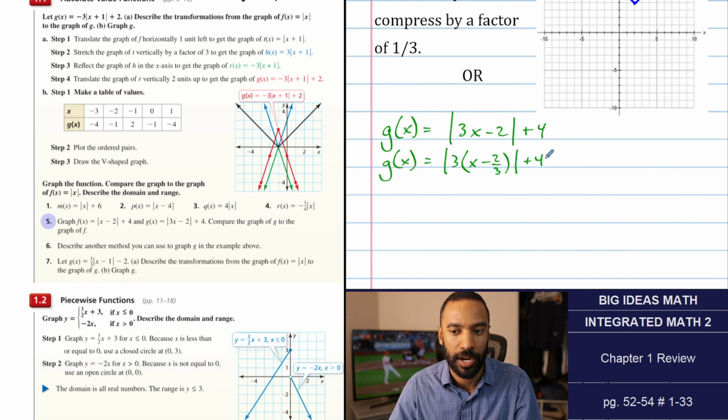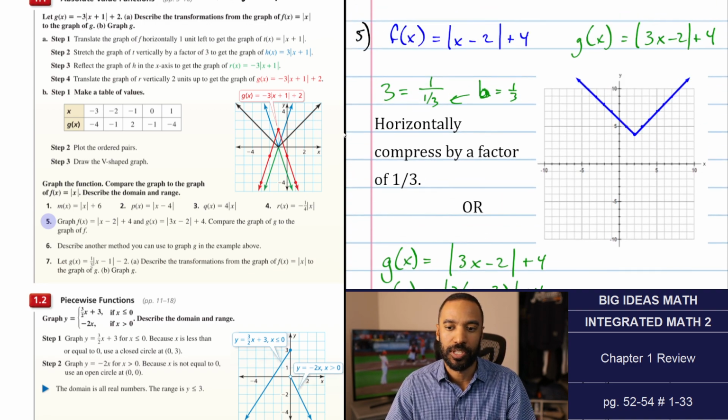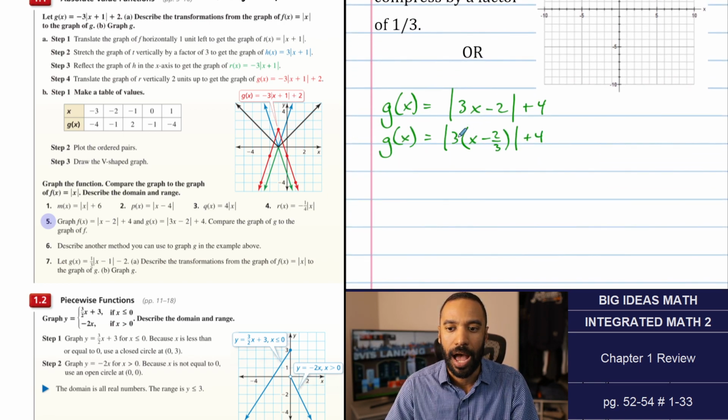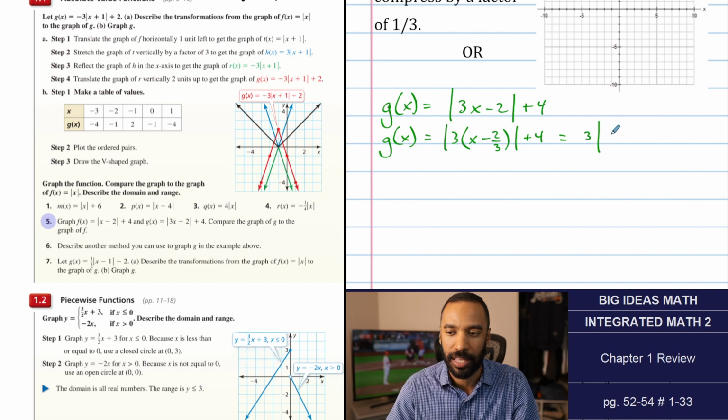And the other tricky part is we got to draw this graph. Now that 3 that I pulled out of there is, once again, the 1 over b thing. That's why b is 1/3. But I'm going to pull the 3 out of here. I've mentioned this in the past. The absolute value of 3 is 3, so it can come on the outside like so. So I'm going to graph it like this.